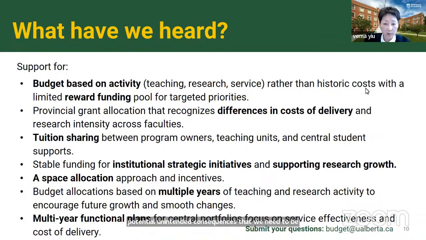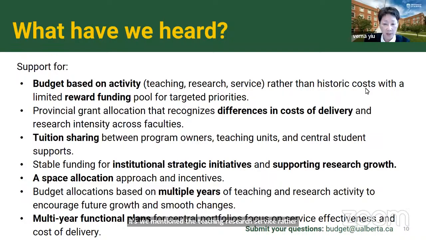The expert working groups will be finalizing the recommendations at the end of this month, including a final information sharing session that we're going to be having in April. Here we're summarizing some of the key recommendations emerging from the groups. So the recommendations include support to have budget allocations based on activity, as we mentioned, the teaching, research, service rather than historic costs.